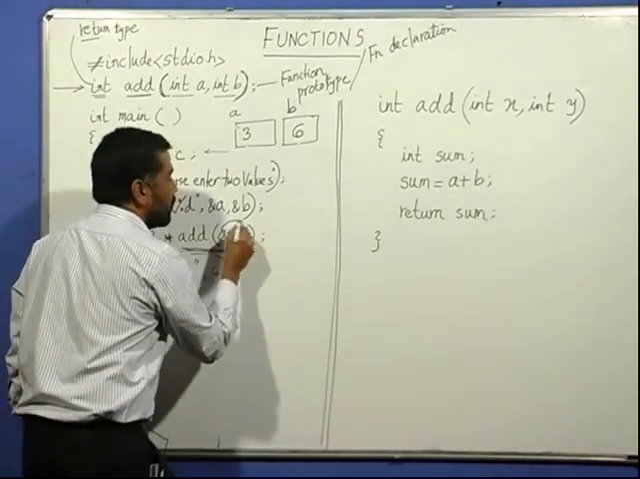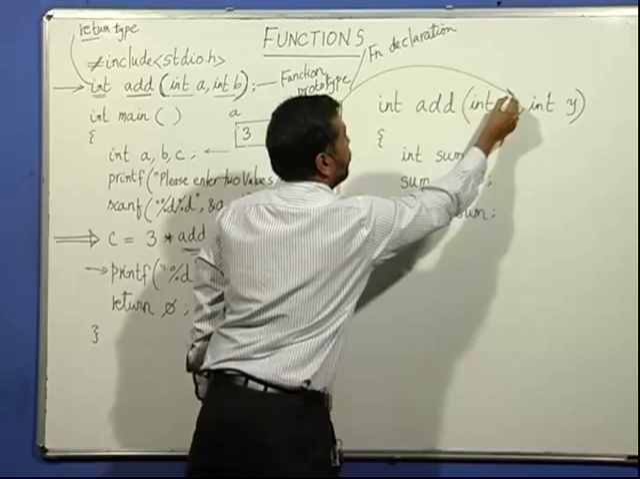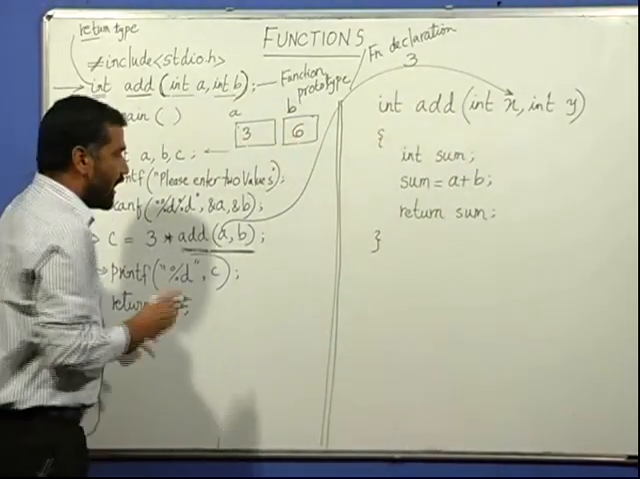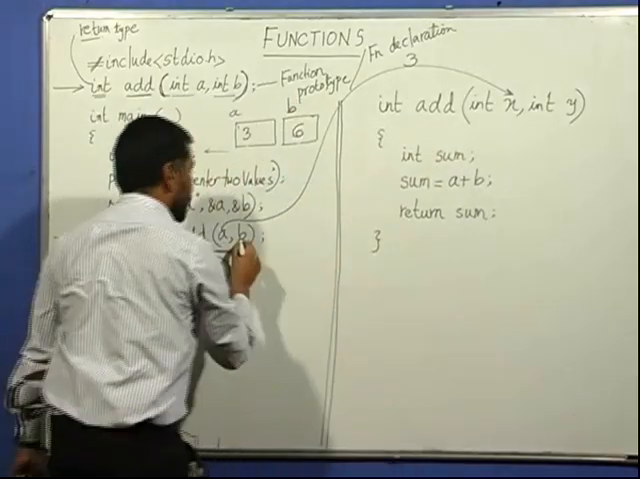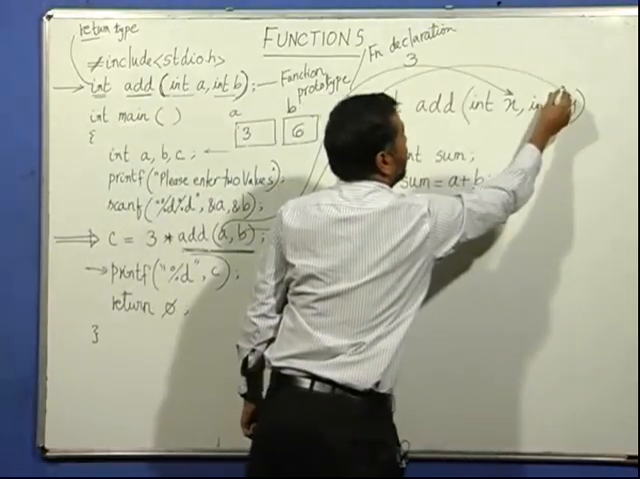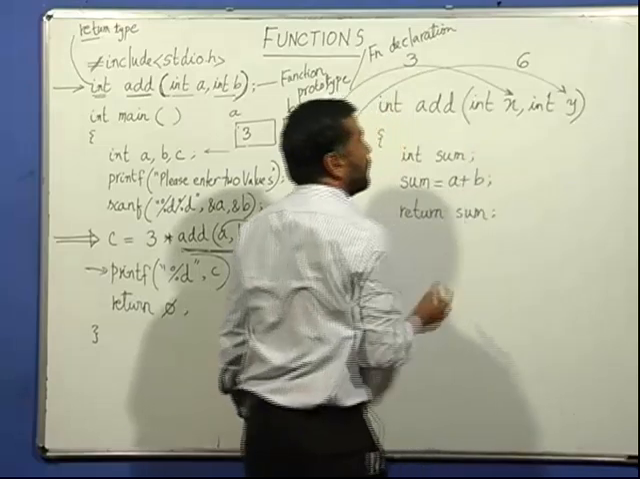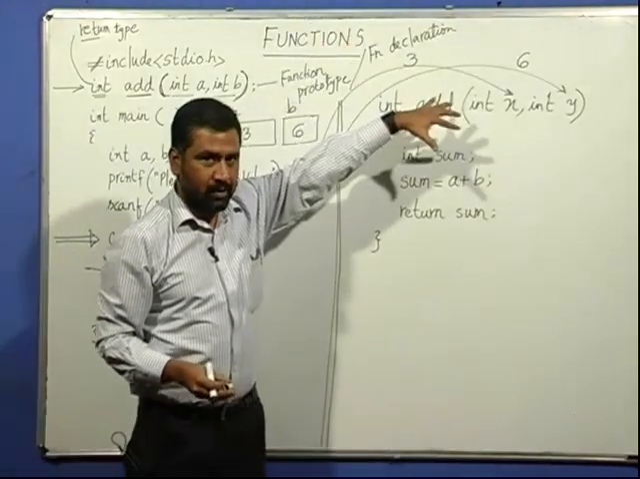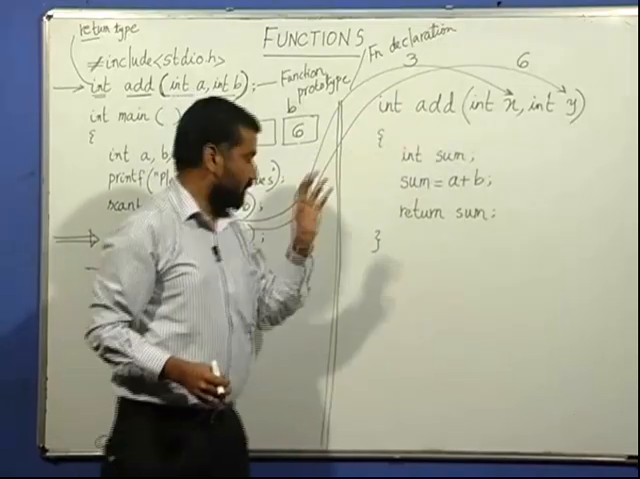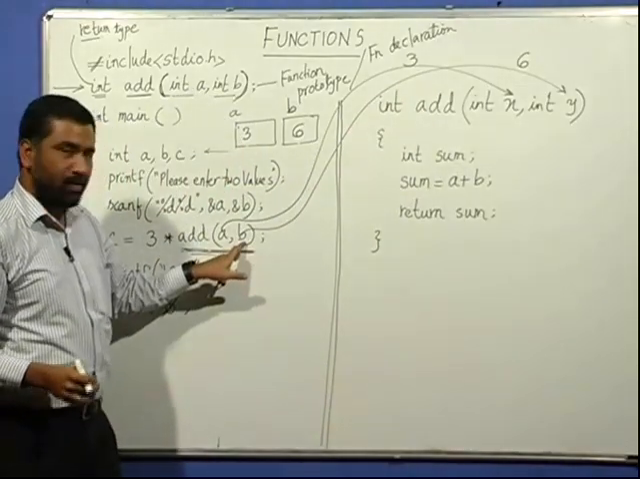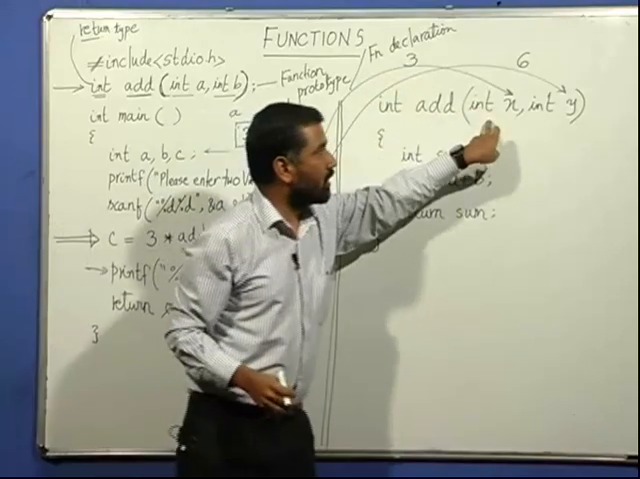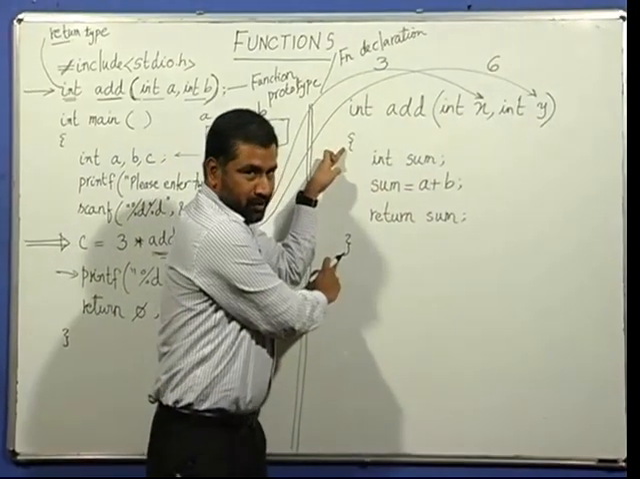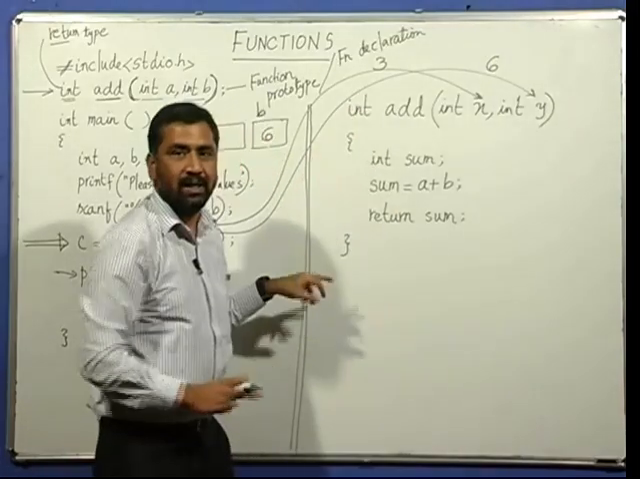So the value in a gets copied into x here, the value of 3. And as the control jumps there, the value in b also gets copied into y. So when this function is called, the control jumps there. As it jumps, the values in the a and b variables get copied into the corresponding variables x and y, and the body of the function, as we call it, begins to get executed.